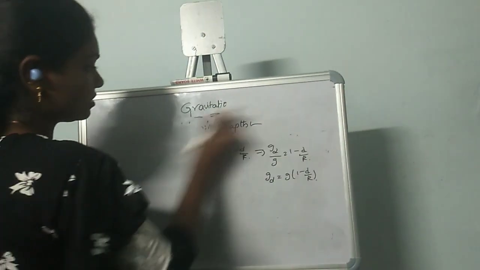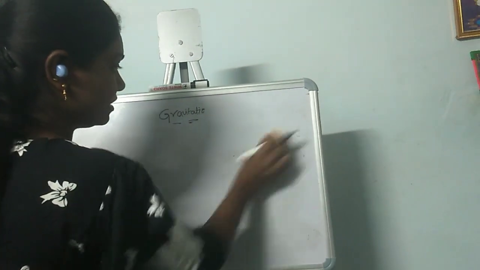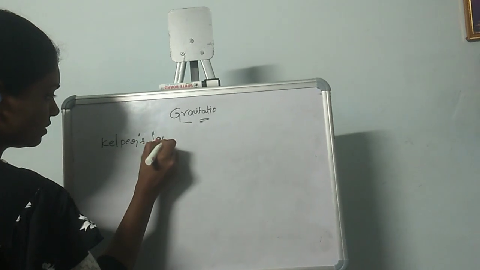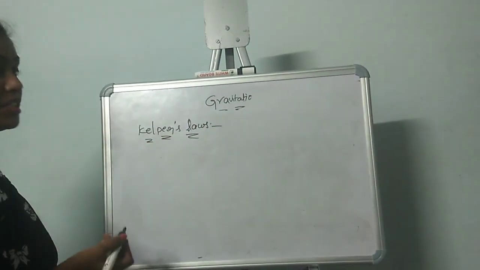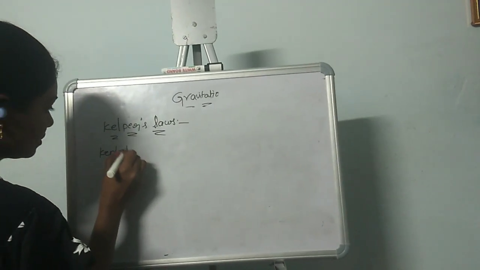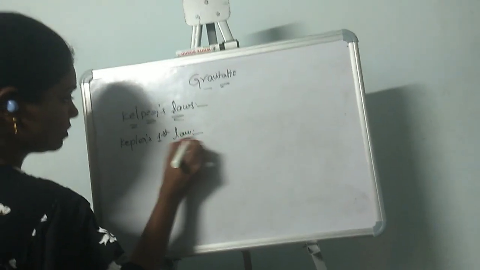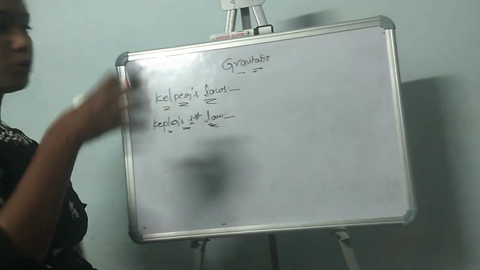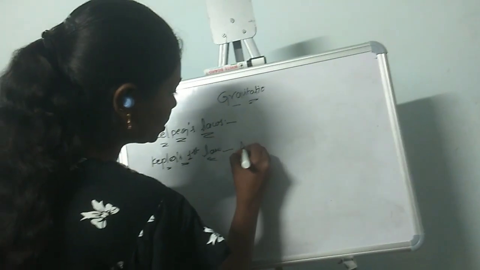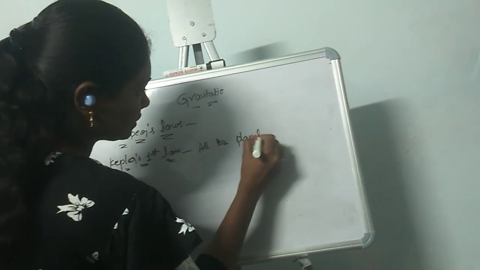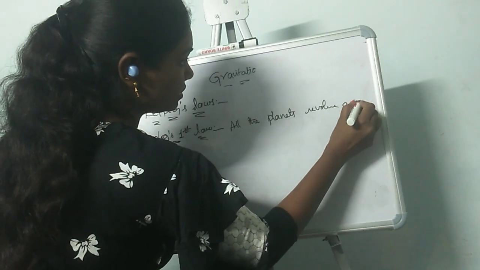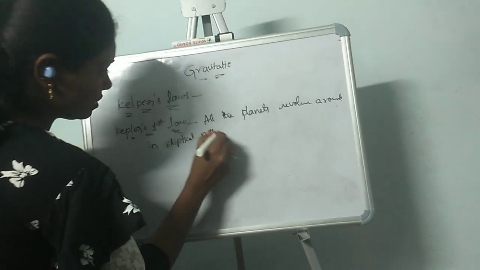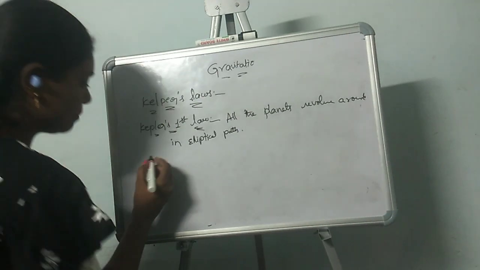At last one, Kepler's laws. Kepler's first law: all the planets revolve around the sun in an elliptical path. This is Kepler's first law. After that, Kepler's second law.